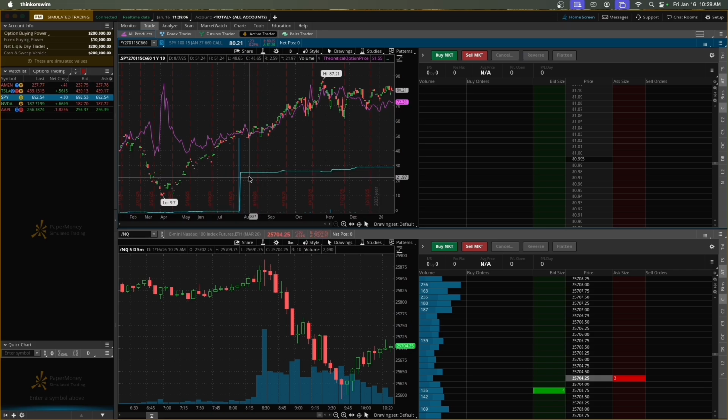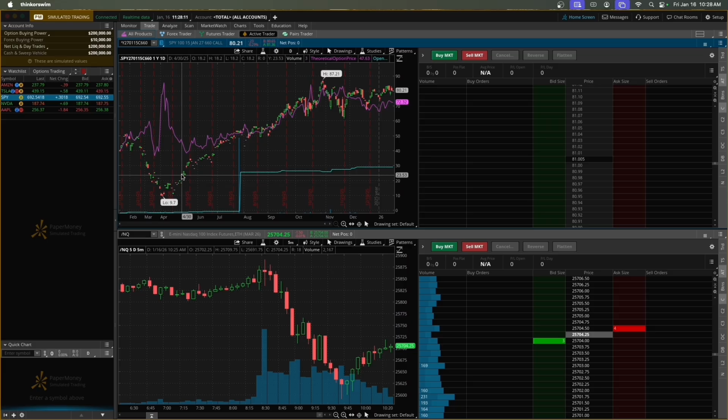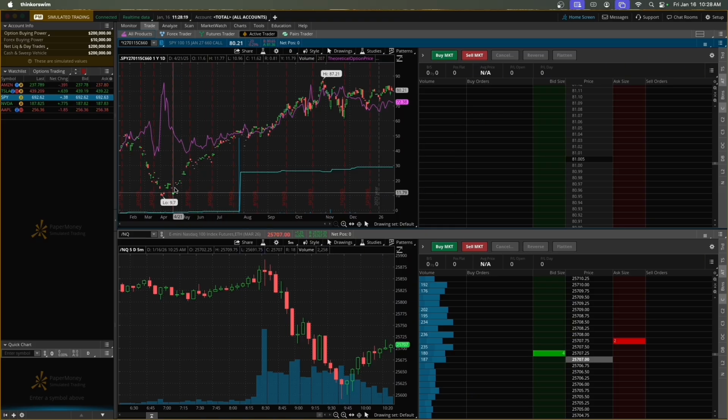So the thing about options is they aren't going to be as liquid as the stock is, so that's why you see these gaps, and those gaps are just like when they close and then when they open the next day, they open higher.